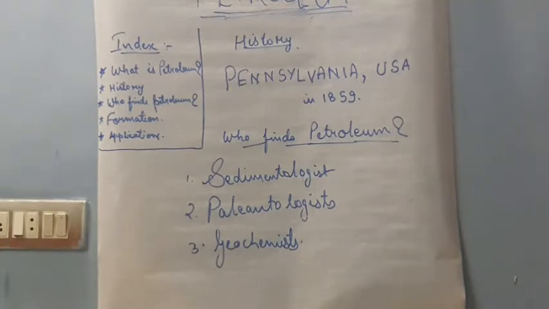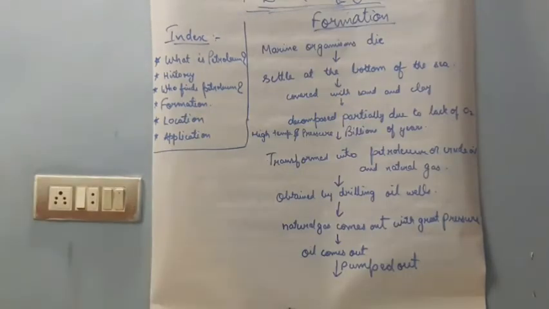from finding out that a particular rock will produce, or is having something inside like oil or petroleum or natural gas or any kind of fossil fuel, this will be found out by the geochemist. So these are the three important persons. First, the sedimentologist, who will tell about the sediment. Second, the paleontologist. Third, the geochemist. These are the three persons who find out the petroleum. The formation of petroleum, we will see step by step.